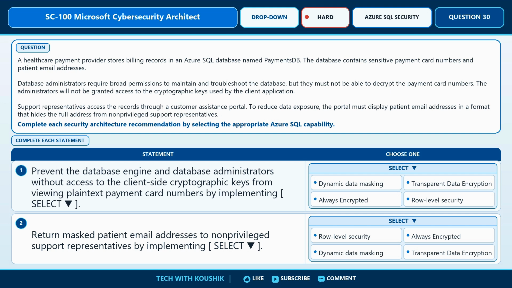Statement 2. Return masked patient email addresses to non-privileged support representatives by implementing the blank. The choices for Statement 2 are: row-level security, always encrypted, dynamic data masking, or transparent data encryption.